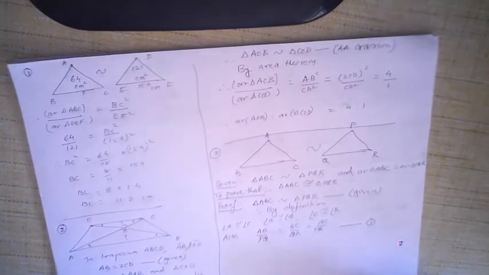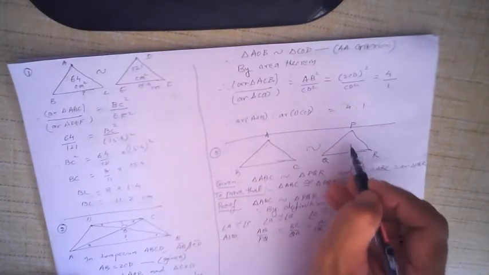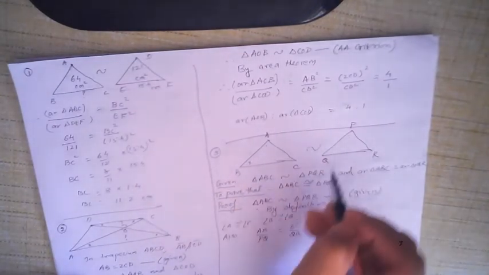Now, what are we given? You see these triangles, these angles are equal, I marked them with a dot.